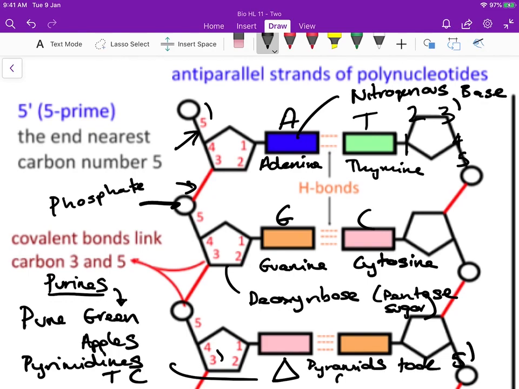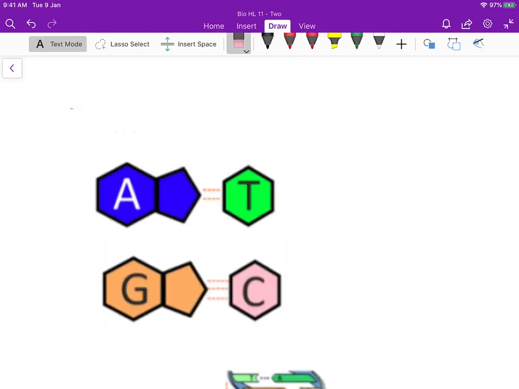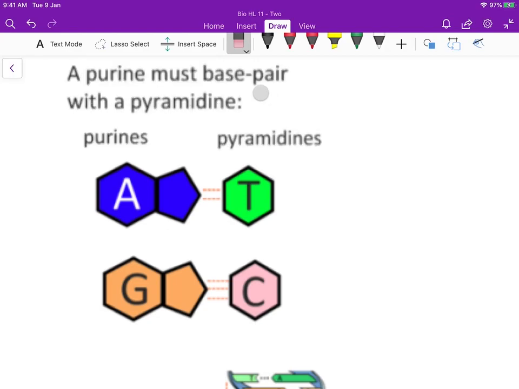centuries. So that's a T and that's a C. So over here we can see the difference between those. That our purine was this double ring structure, pure green apples, or the other way some people prefer is pure as gold. Purines are A and G, and then pyramids took centuries, pyrimidine and thymine and cytosine.